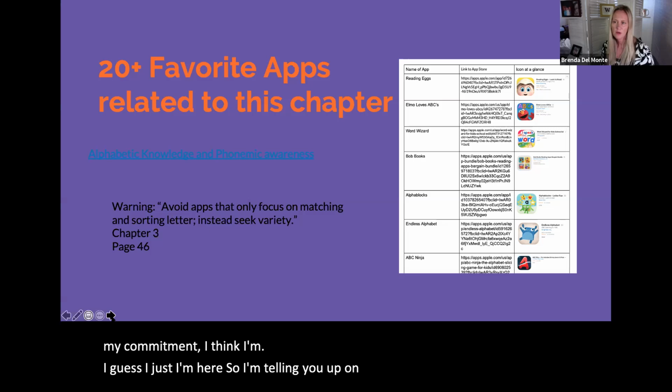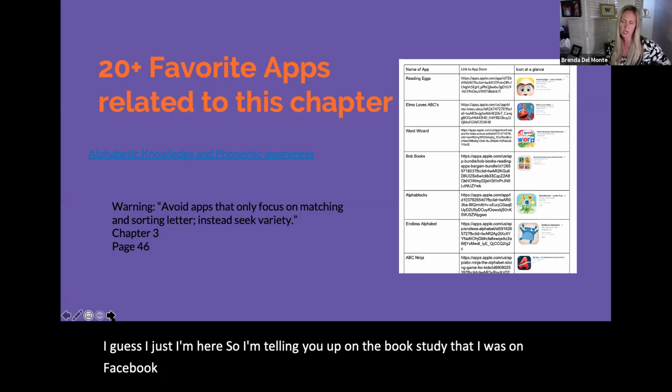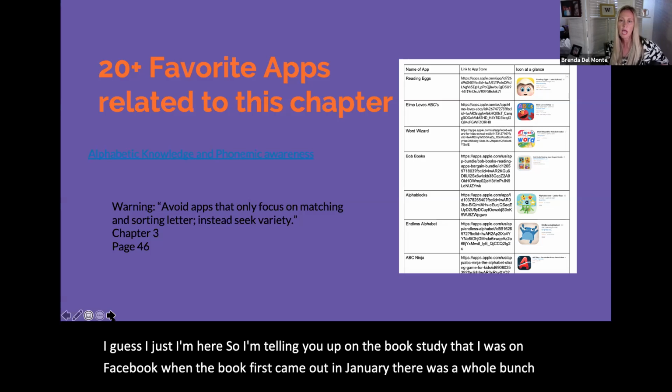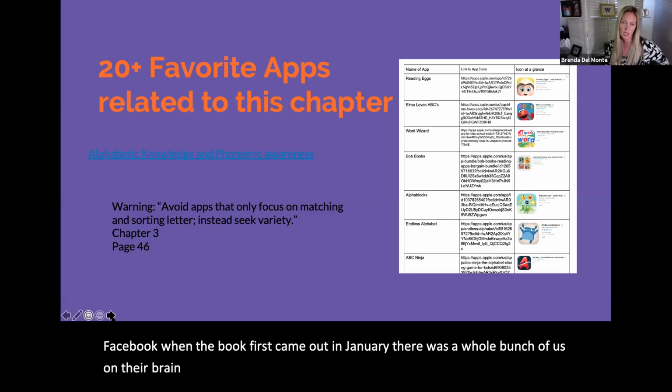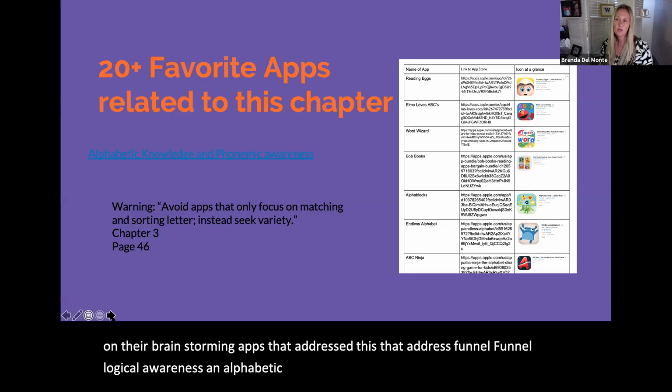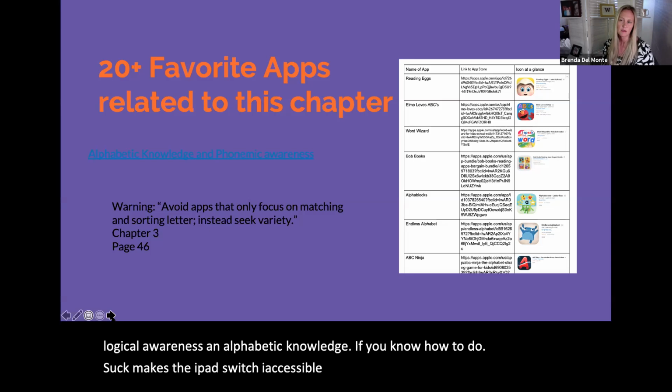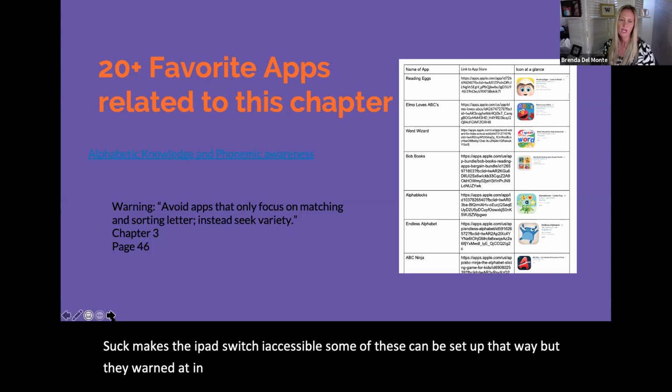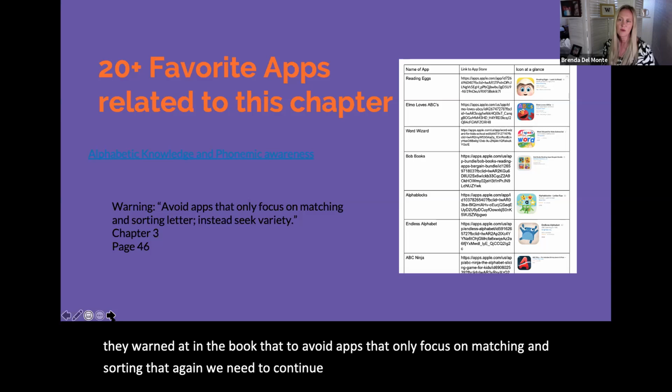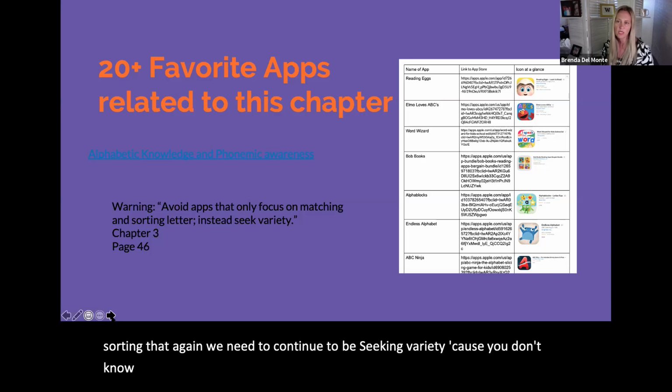On the book study that was on Facebook when the book first came out in January, a whole bunch of us were brainstorming apps that address phonological awareness and alphabetic knowledge. If you know how to make the iPad switch accessible, some of these can be set up that way. But they warned in the book to avoid apps that only focus on matching and sorting, that again, we need to continue to be seeking variety, because you don't know how kids learn. Not all kids learn the same way. And actually, we don't even know how typical kids learn.